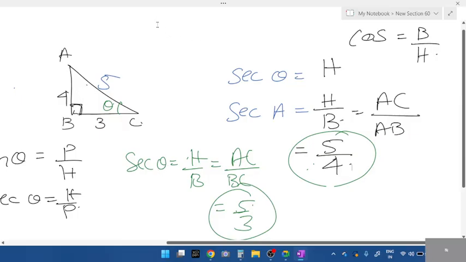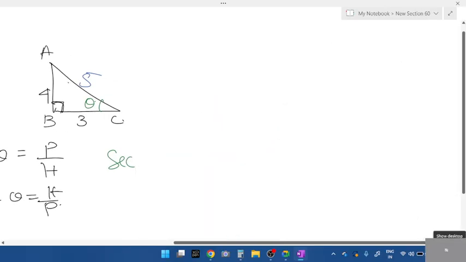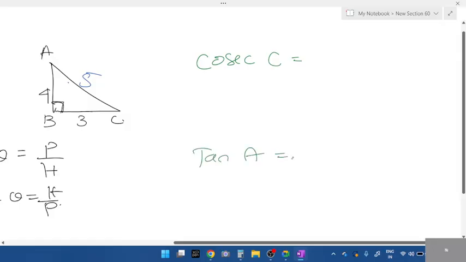Okay. So based on this, I'll give you all 3 or 4 questions. I want you all to find cosec C, then tan A, students. Write the formula for cosec with respect to C. Find the answer.